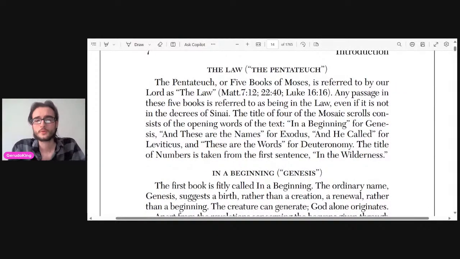The Pentateuch, or 5 books of Moses, is referred to by our Lord as the law in Matthew 7:12, 22:40, and Luke 16:16. Any passage in these 5 books is referred to as being in the law, even if it is not in the decrees of Sinai. The title of 4 of the Mosaic scrolls consists of the opening words of the text. In a Beginning for Genesis, and These Are the Names for Exodus, and He Called for Leviticus, and These Are the Words for Deuteronomy. The title of Numbers is taken from the first sentence, In the Wilderness.